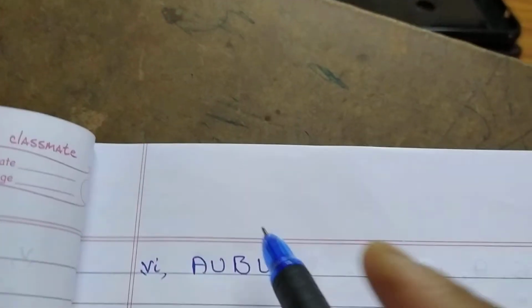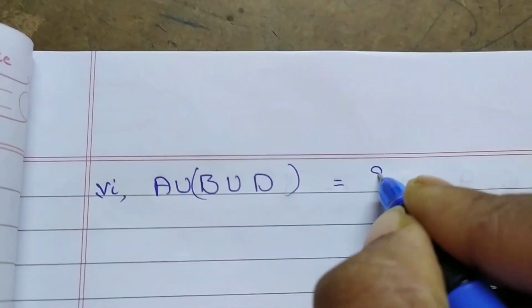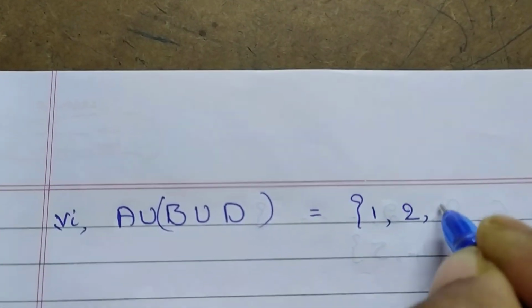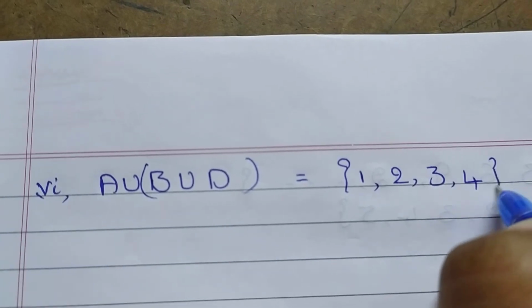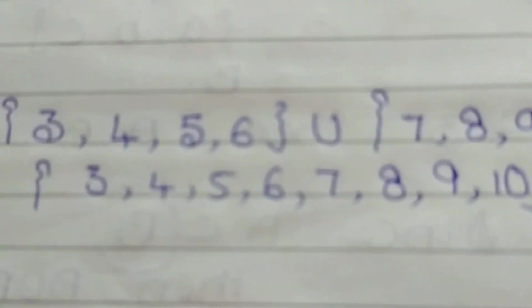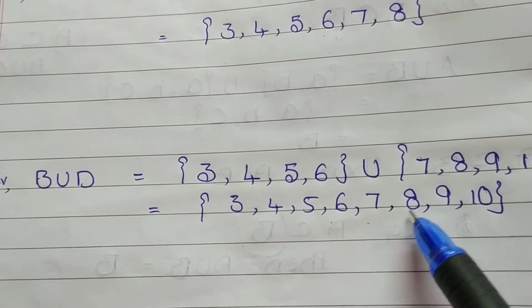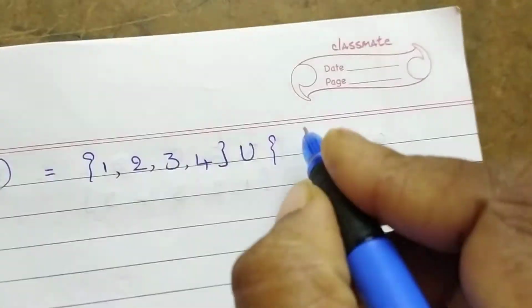Now A union B union D. A is 1, 2, 3, 4, union B union D. B union D we got as 3, 4, 5, 6, 7, 8, 9, 10. So let us substitute that.